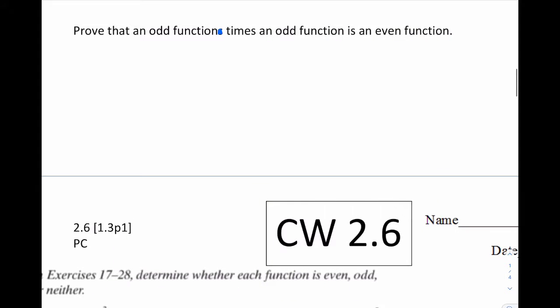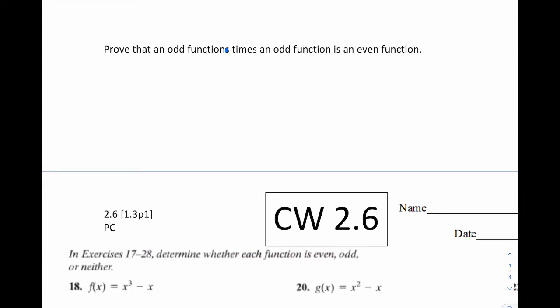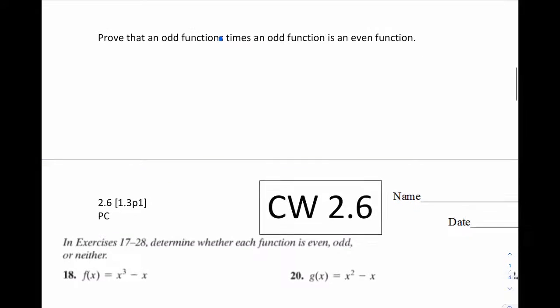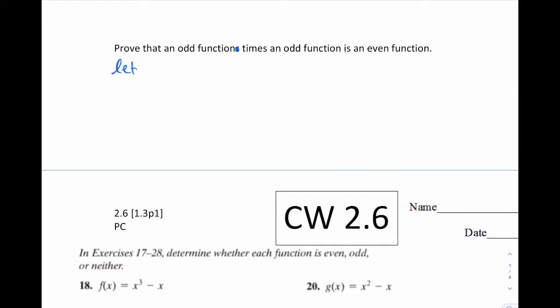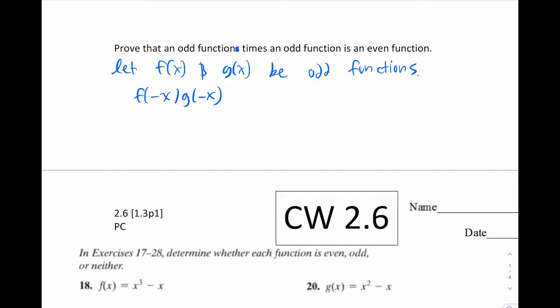Now let's go to our last example. Prove that an odd function times an odd function is an even function. So to start, we're going to write let f of x and g of x be odd functions. So we're just going to state what we know. f and g are two functions that are odd. We're going to start with what we normally do. We're going to find f of negative x, g of negative x. And it's the product. So I can just put these two together, and we're thinking of this as a whole function. So that's where we're starting.